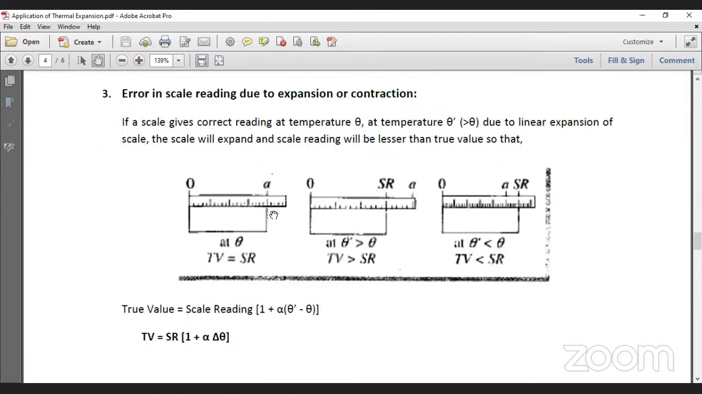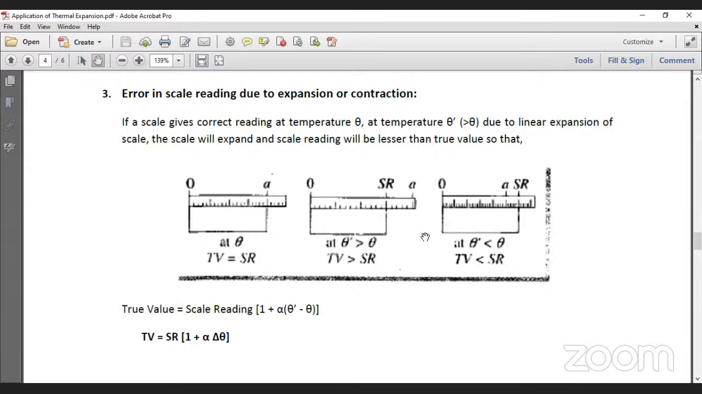Okay, this is the error in reading due to the expansion or contraction. Normally in wooden strip scales, like meter rules, there is no big effect. But with metallic strips, when the temperature changes, it expands, and if the temperature decreases it contracts. Then the reading changes.